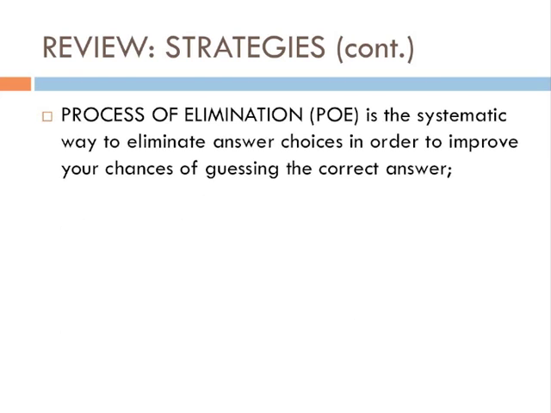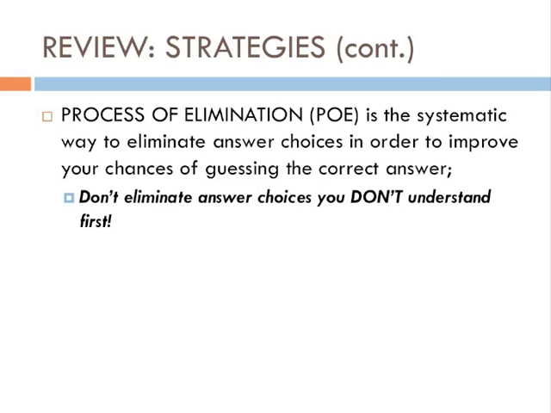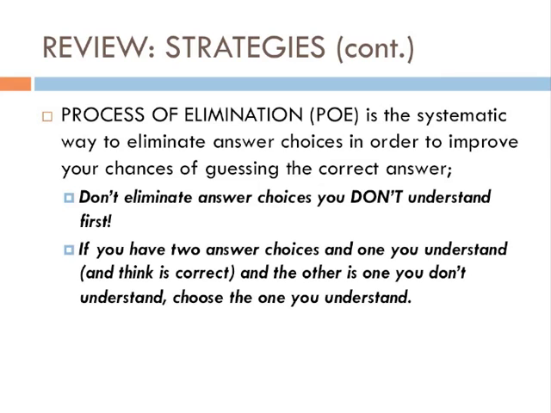We also discussed a general test strategy, which is process of elimination. Process of elimination, or POE, was the systematic way to eliminate answer choices in order to improve our chances of guessing the correct answer. So some things to keep in mind. Remember, don't eliminate answer choices that you don't understand first. If you have 2 answer choices and one you understand and you think is correct, and the other is one you don't understand, then choose the one you do understand.